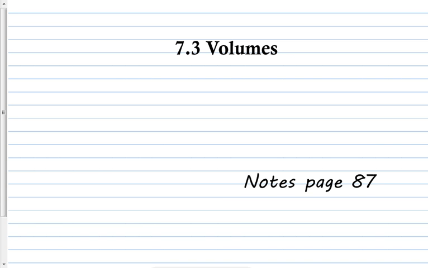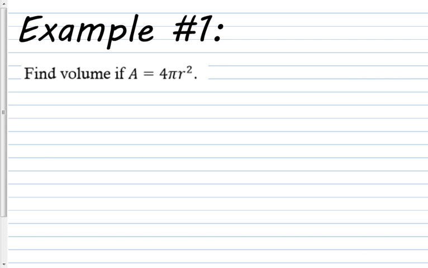Okay, 7.3 volumes, and this is actually going to be part A. All right, so example 1, find volume if A equals 4 pi r squared. So I'm just a regular equation here, and I'm asking you to find the volume. Now, coincidentally enough, A is the area, and 4 pi r squared is the area of a sphere.